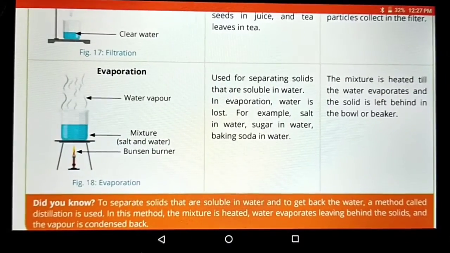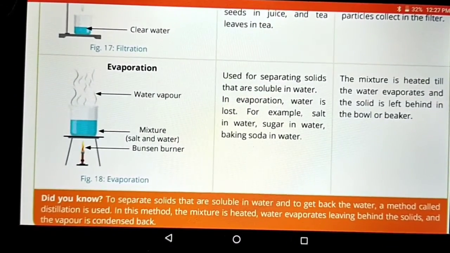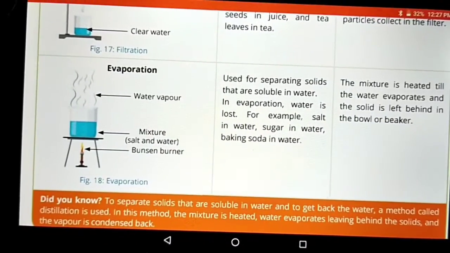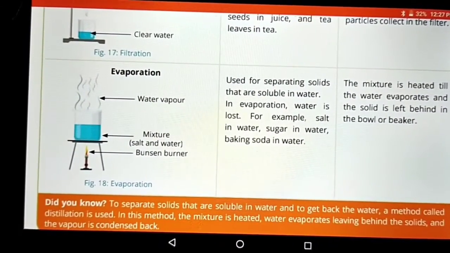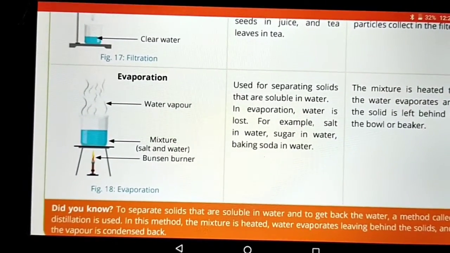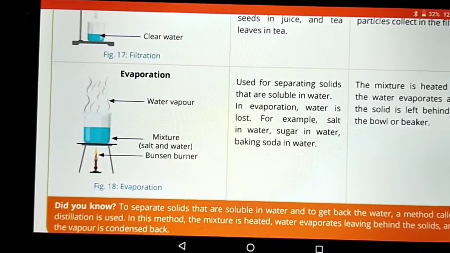The third method is evaporation. It is used for separating solids that are soluble in water, just like salt, sugar, baking soda. What happens? We heat the mixture and the water forms water vapor and it evaporates, and the solid particles are left behind.